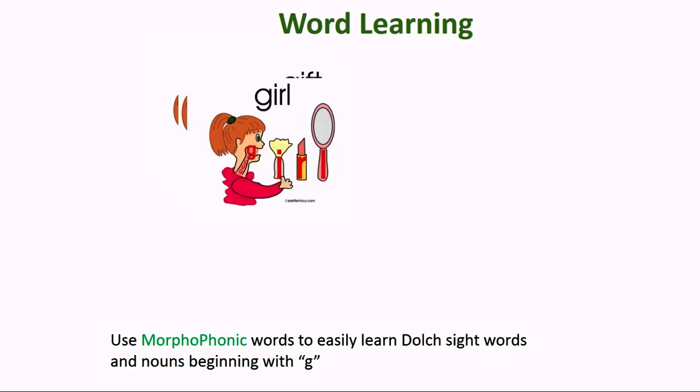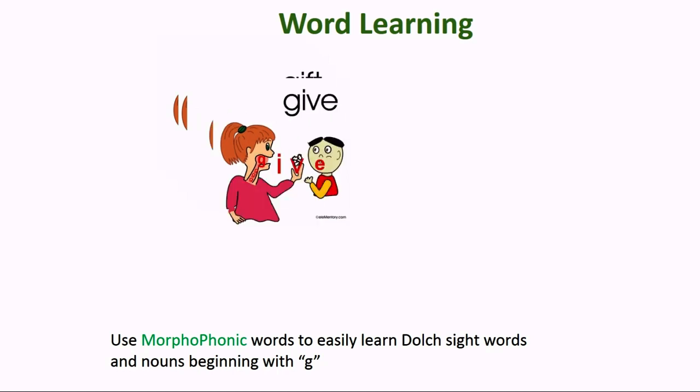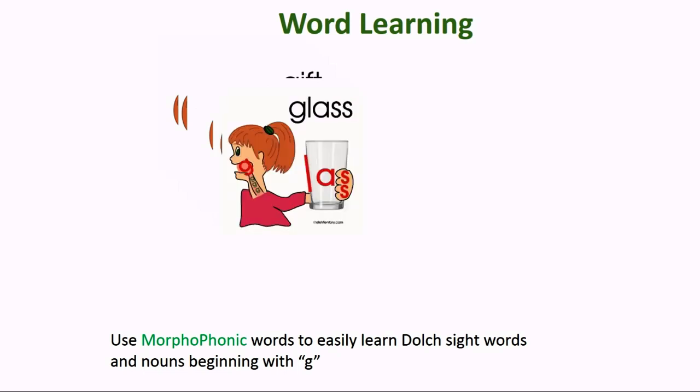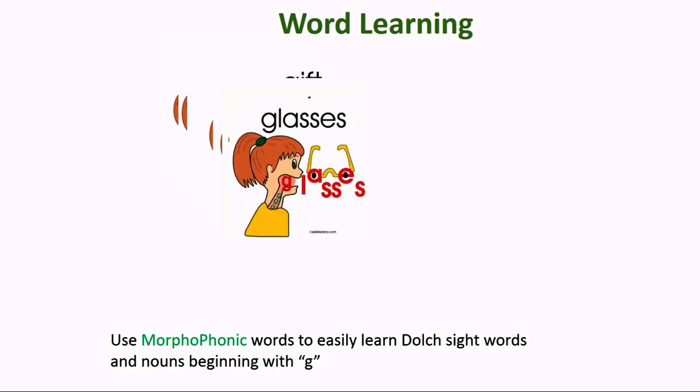Okay, girl. So she's doing girly things. Give. That was the opposite of gave. Okay, so give is in the present tense. She's giving it to him right now, the same bowl of popcorn. Gave is the word that we saw where the A turned into a clock pointing backwards. Glass, glass, glasses.